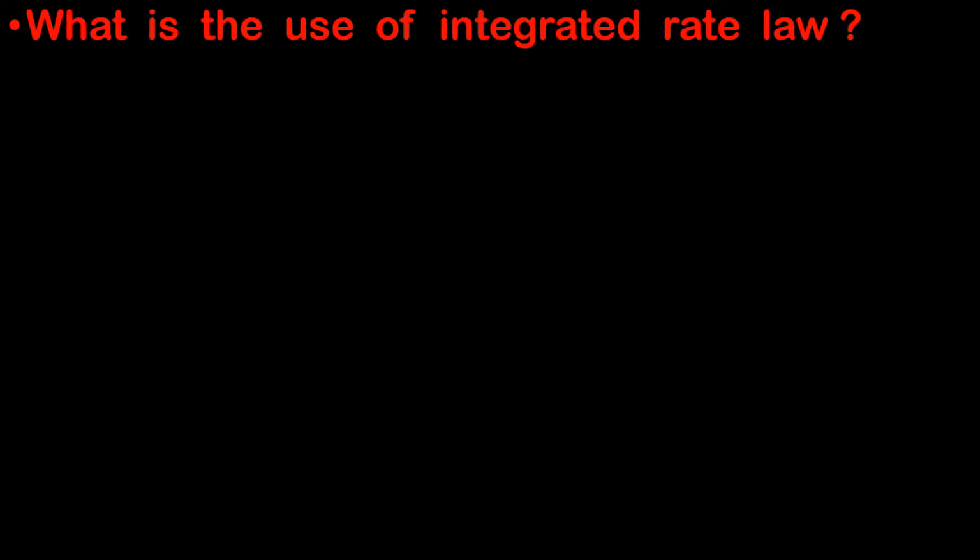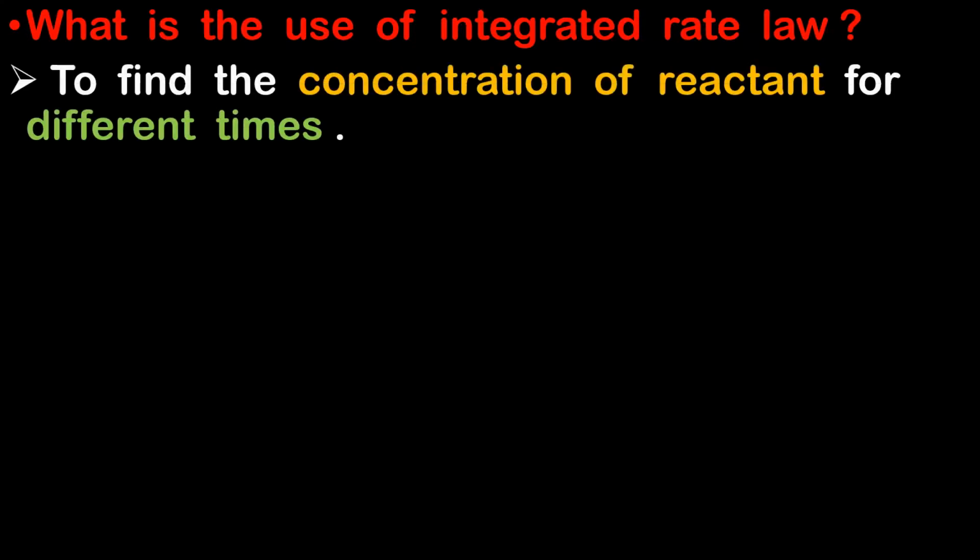So the simple answer for this is we require this to find the concentration of reactant for different times, which means that you can find out the concentration of reactants after 2 seconds, after 4 seconds, or after any time that you want. So this is the basic application of integrated rate law. Now to understand this integrated rate law, let us consider a simple equation over here.